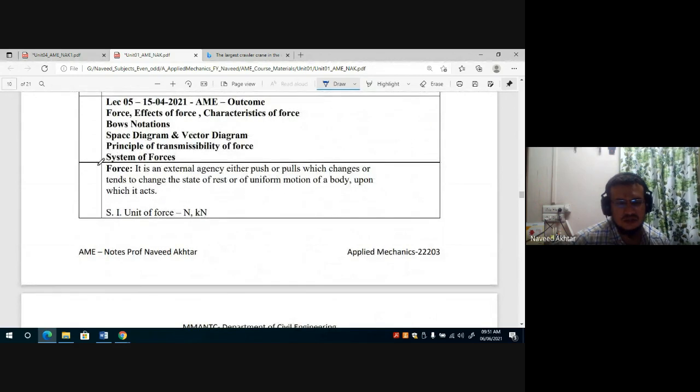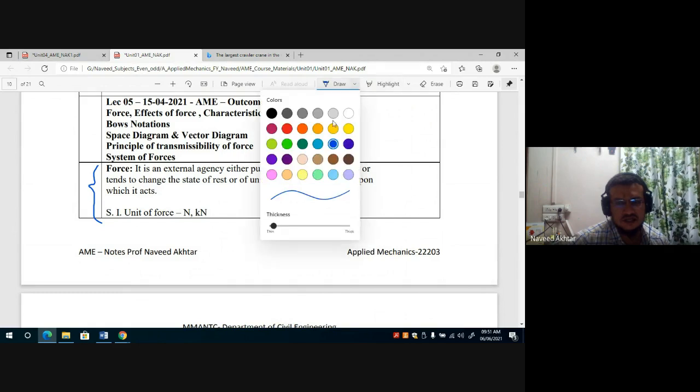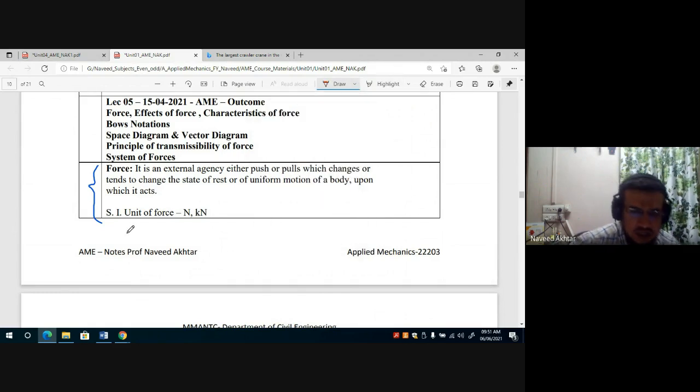Then we saw the definition of force. Force is an external agency, either push or pull, which changes or tends to change the state of rest or of uniform motion of a body upon which it acts. The force is nothing but an external agency. It may be push or pull, which changes the state of rest or state of uniform motion of a body on which it acts.